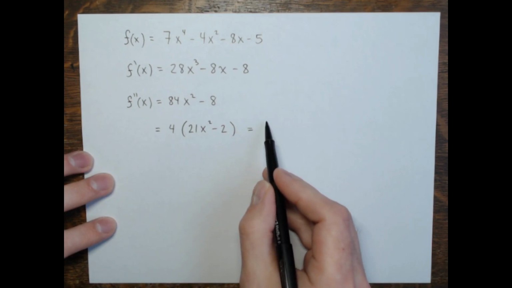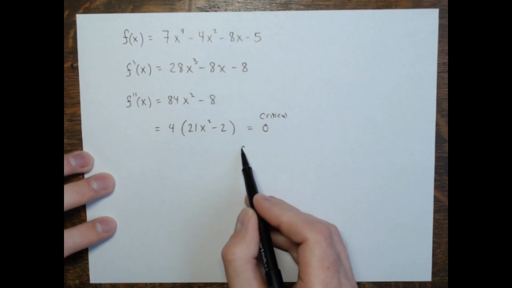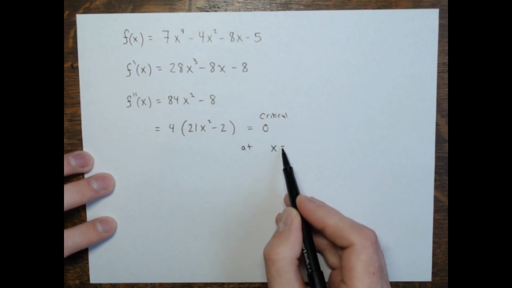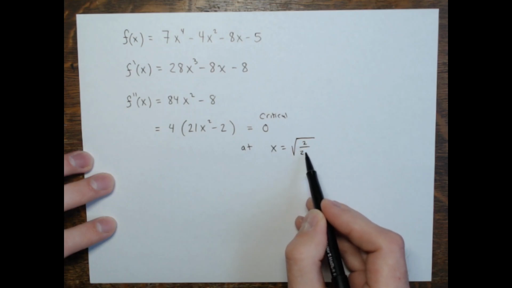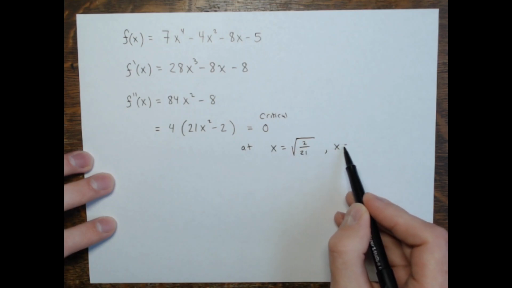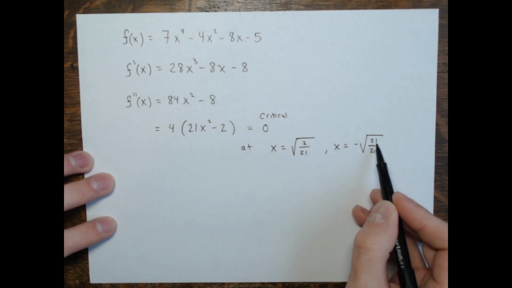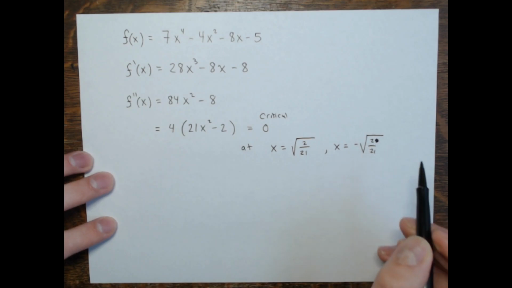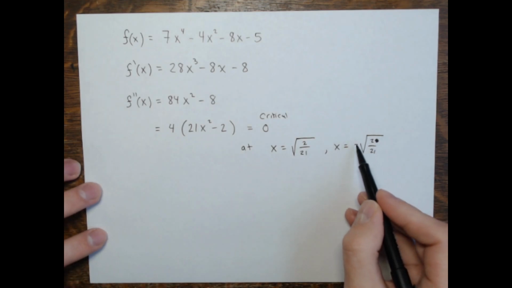And so I'm doing my critical values over here now, right? This is going to be equal to 0 at 2 different places: x equals positive square root of 2/21, and x equals negative square root of 2/21. Because we have to add 2, divide by 21, and take plus or minus the square root.